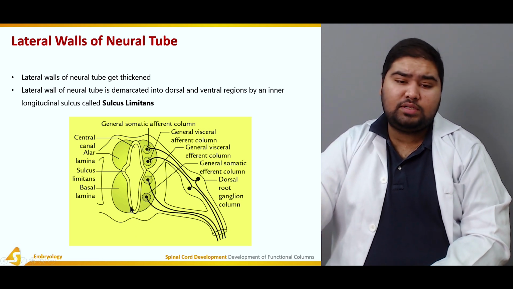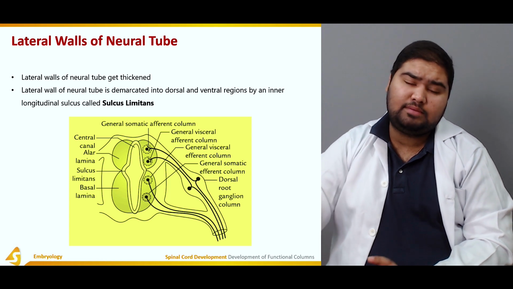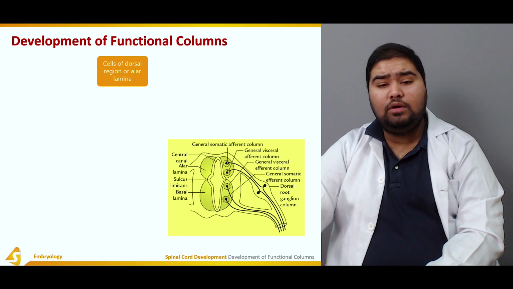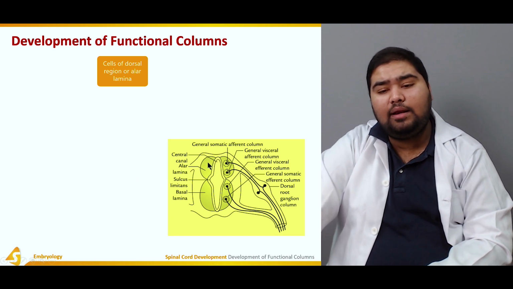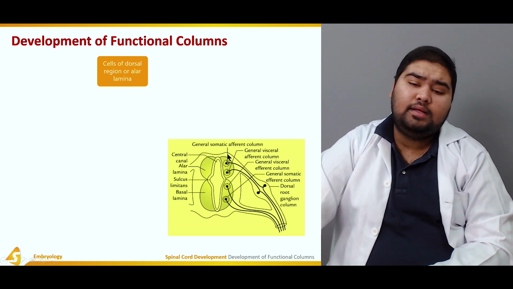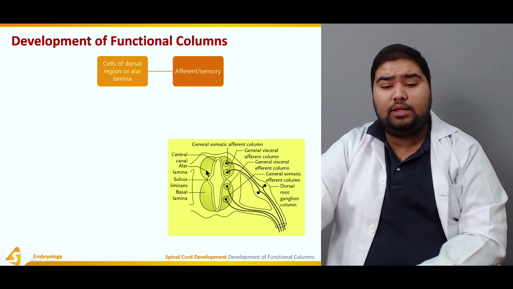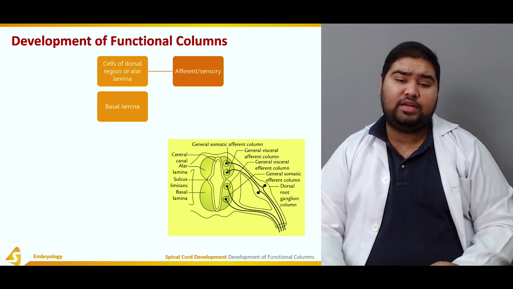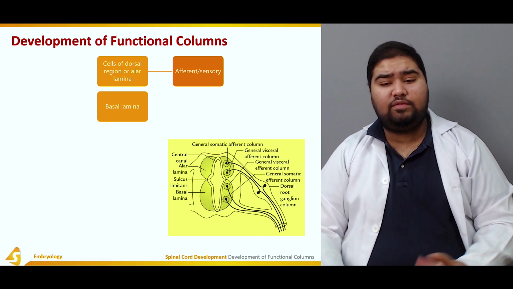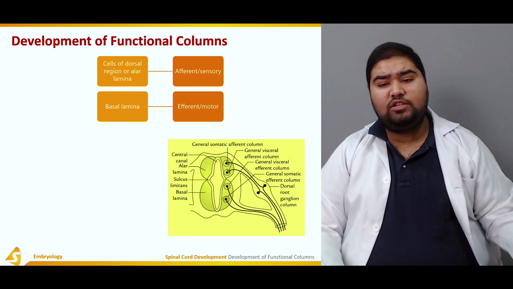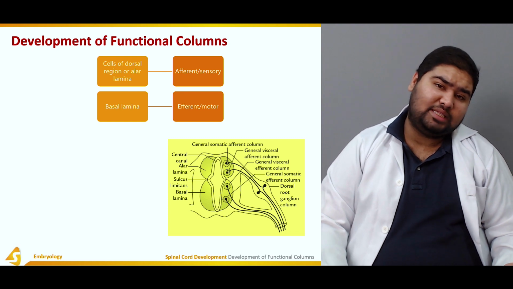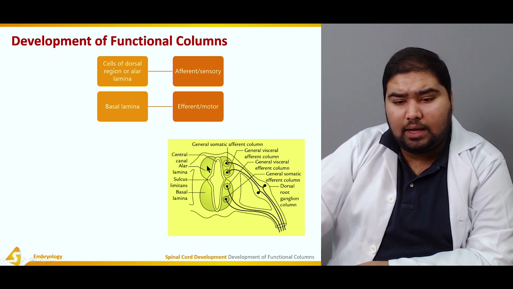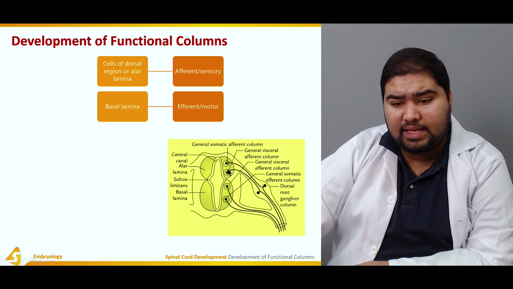Now, how are this dorsal and ventral region marked? They are marked with the help of a longitudinal sulcus, which is known as the sulcus limitans. The cells of the dorsal region form the alar lamina. This is the alar lamina, which is formed by the cells of the dorsal region. Now they give rise to afferent or sensory fibers. Now the basal lamina is formed by the cells of the ventral region. They give rise to efferent or motor fibers. The efferent or motor fibers are formed in the basal lamina. So this is the basal lamina and these are the efferent or motor fibers. This is the alar lamina and these are the afferent or sensory fibers.